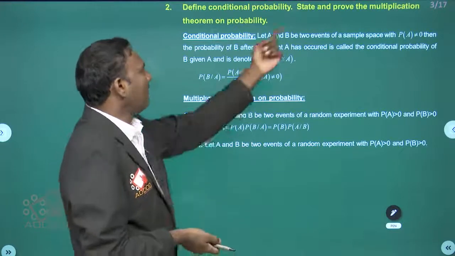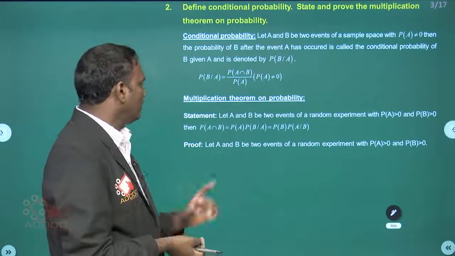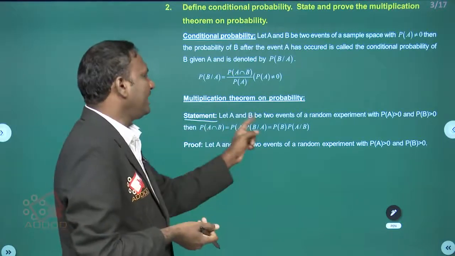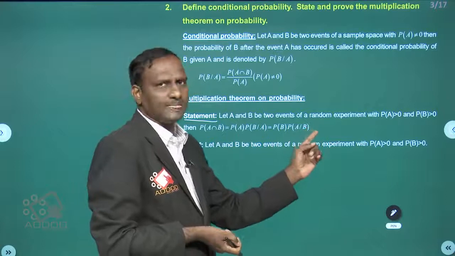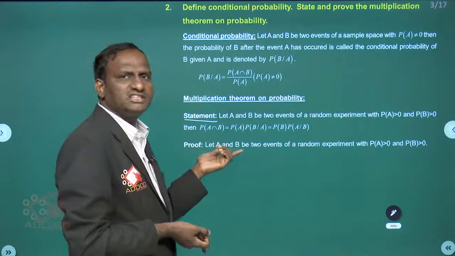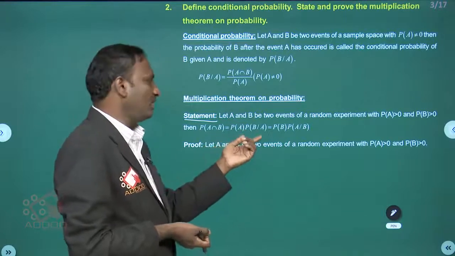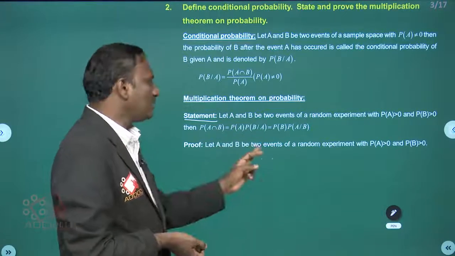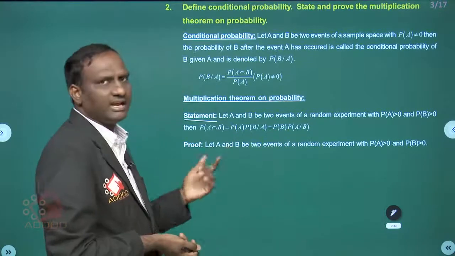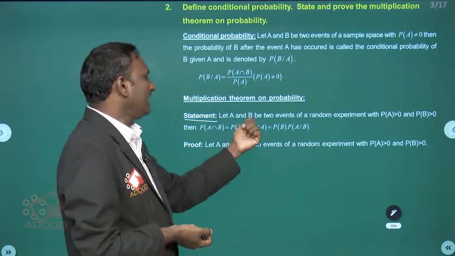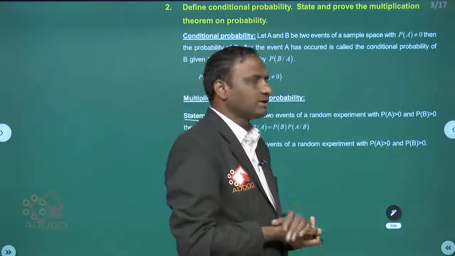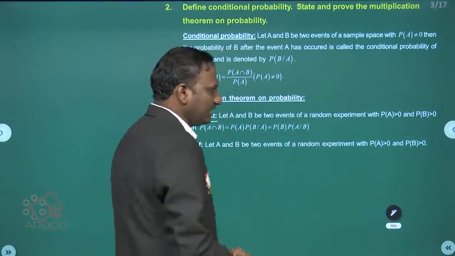Now coming to the multiplication theorem statement. Let A and B be two events of a random experiment with P of A greater than 0 and P of B greater than 0. Then P of A intersection B is equal to P of A into P of B given A, which is equal to P of B into P of A given B. So in this condition we are taking the proof.